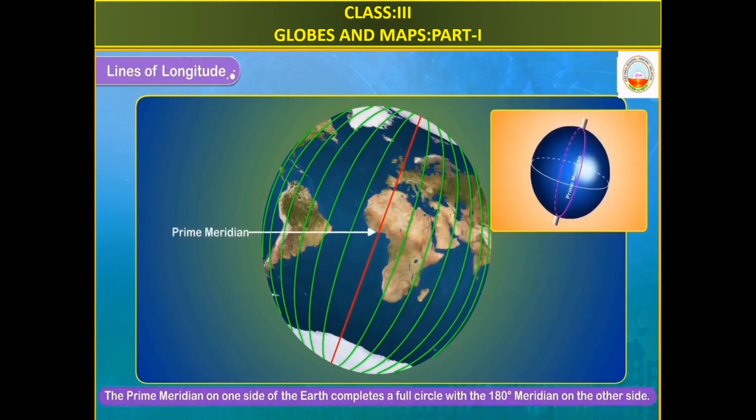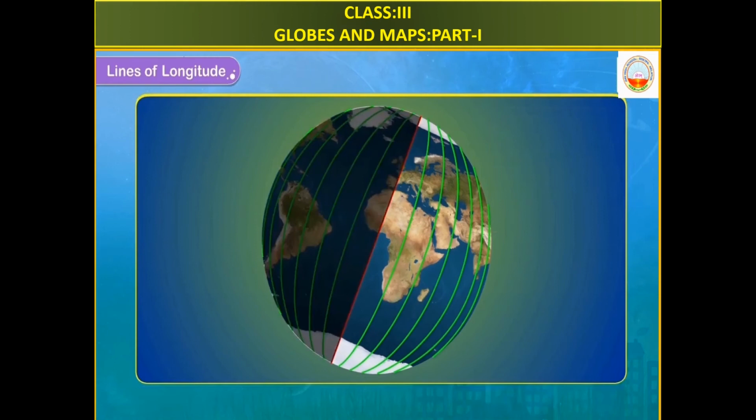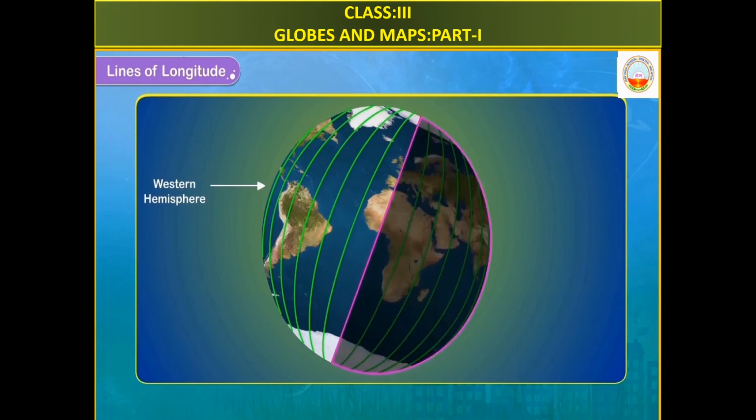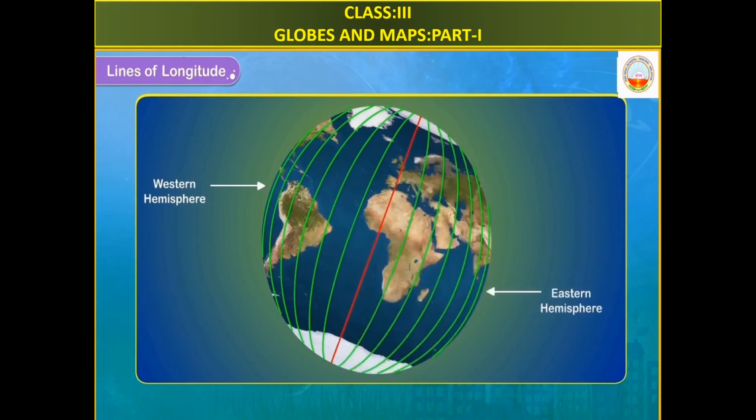The prime meridian on one side of the earth completes a full circle with the 180 degrees meridian on the other side. The part of the earth to the west of the prime meridian is called the Western Hemisphere, while the part to its east is called the Eastern Hemisphere. Each hemisphere has 180 longitudes in all.